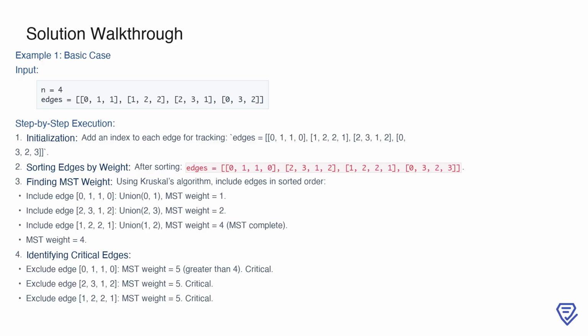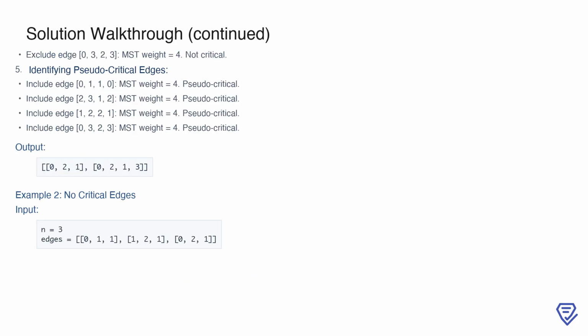Finally, we add the edge connecting nodes 1 and 2 with a weight of 2, forming a complete MST with a total weight of 4. At this point, we identify critical edges by excluding each edge one at a time and recalculating the MST weight. If excluding an edge increases the MST weight, that edge is critical. Here, we find that excluding edges 0,1; 2,3; or 1,2 results in an MST weight greater than 4, so all three are critical edges. However, when we exclude the edge 0,3, the MST weight remains 4, meaning this edge is not critical.